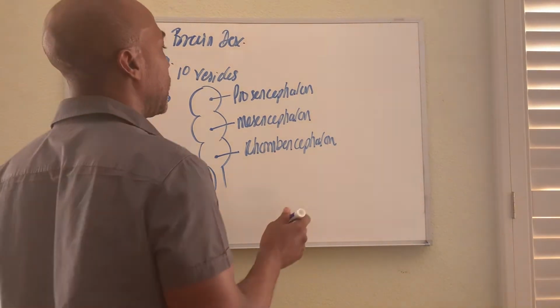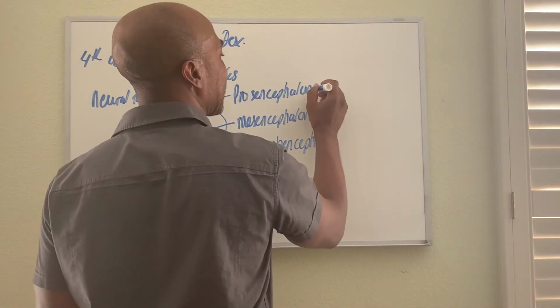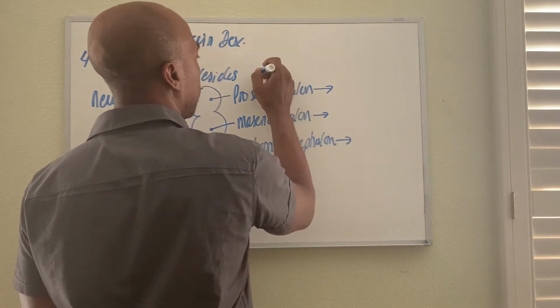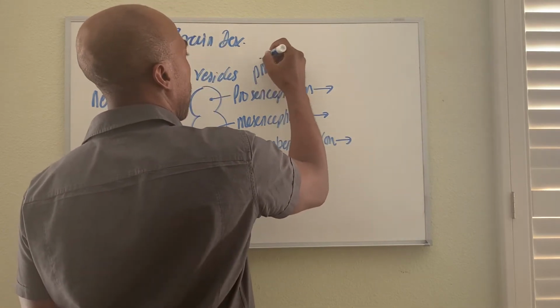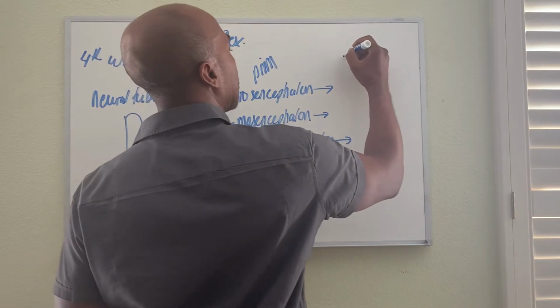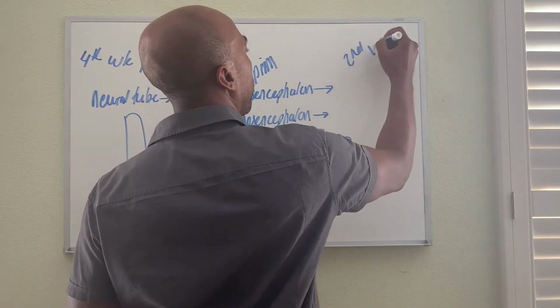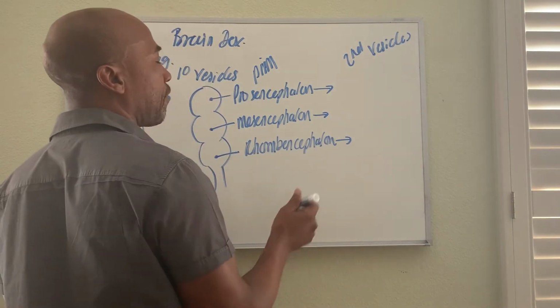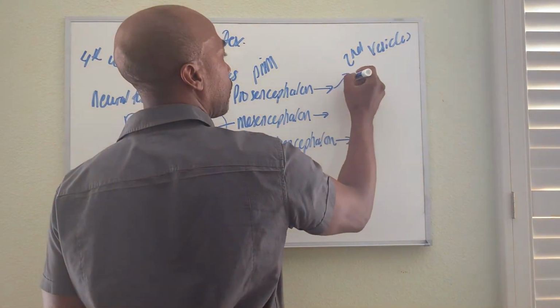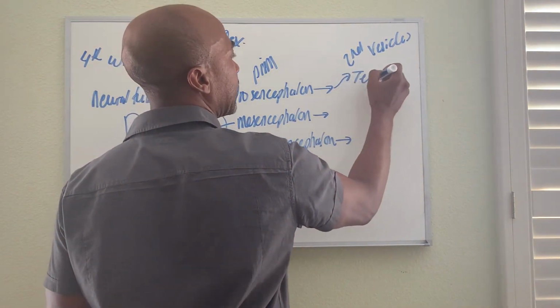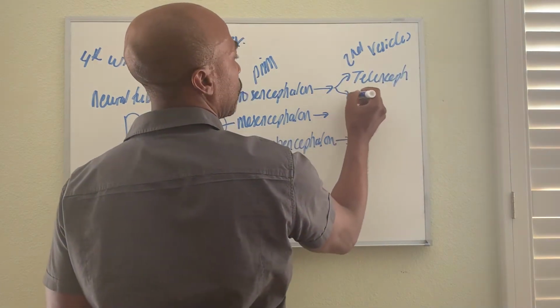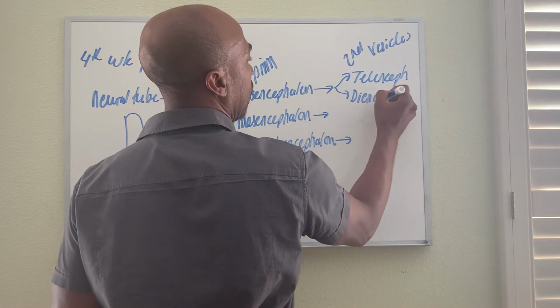And then eventually these form secondary vesicles, okay? So look at that next. So these are primaries here. Primary vesicles. Now the secondary vesicles that these form: the prosencephalon will give rise to your telencephalon and your diencephalon.